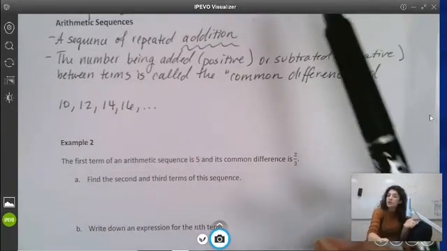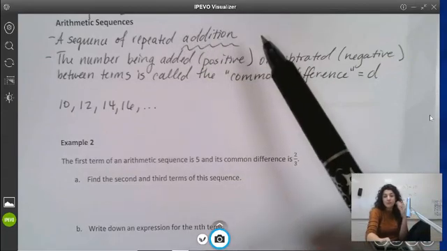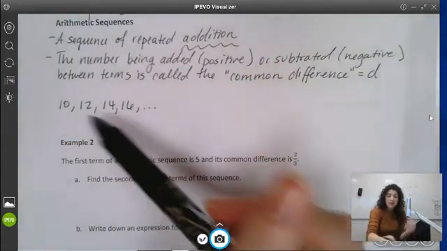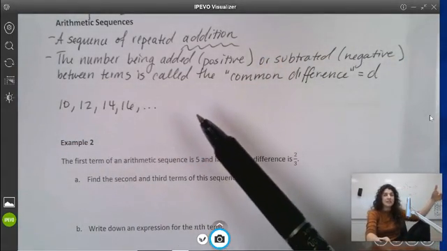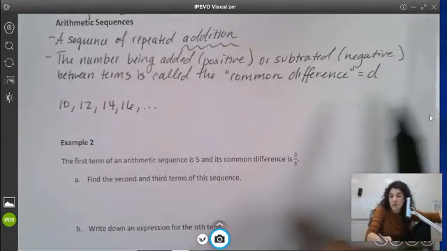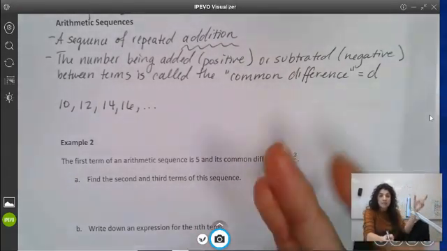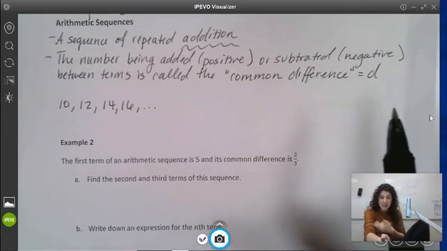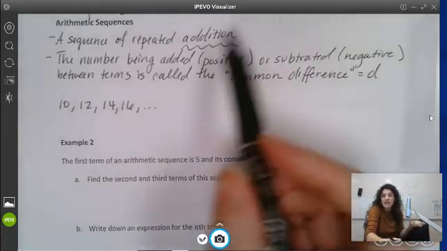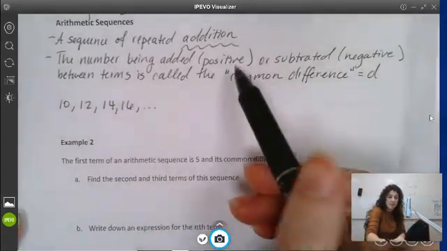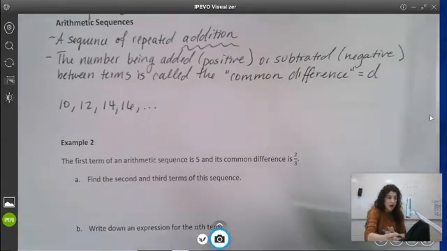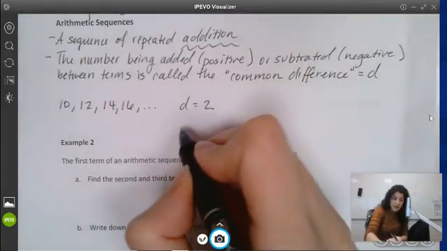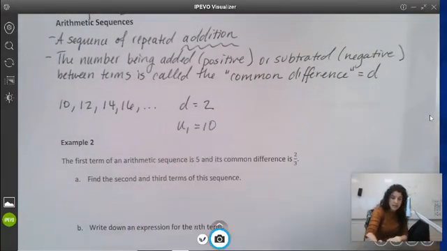An arithmetic sequence could also be a sequence of repeated subtraction. It just means that your common difference was negative. So maybe I started at 10 and my sequence is 10, 8, 6, 4, 2, 0, negative 2, negative 4, right? I'm getting smaller and smaller, but still by that same number being added every time. It's just negative 2 is being added every time, which looks and behaves like a subtraction, as opposed to positive 2 being added every single time, which would be a positive common difference. So my common difference is 2. And my u sub 1 is 10.